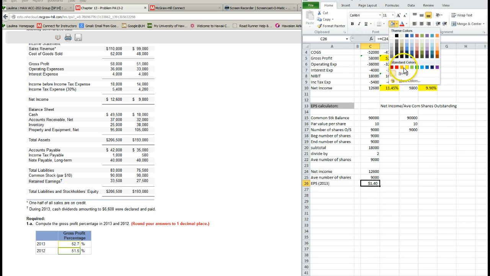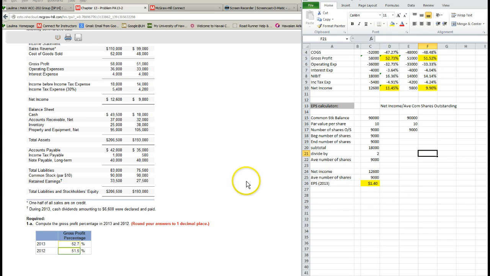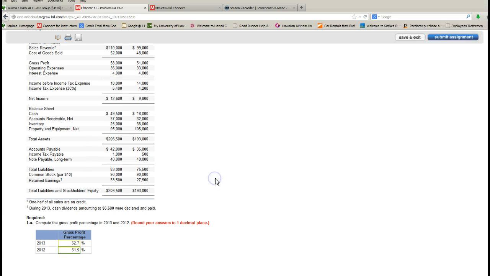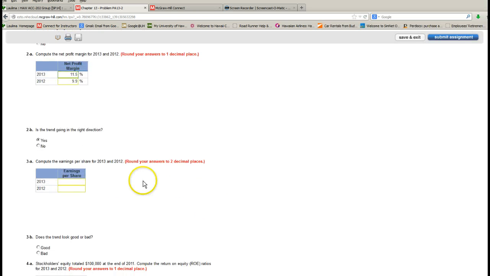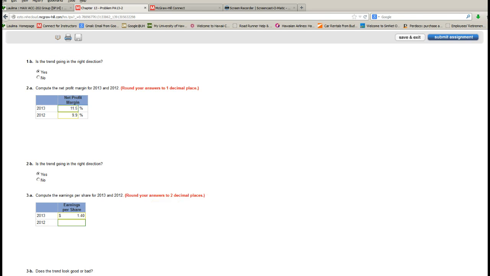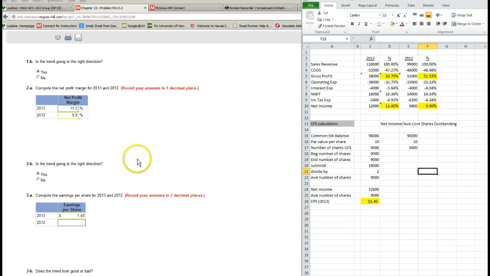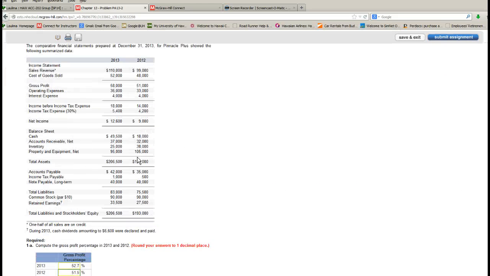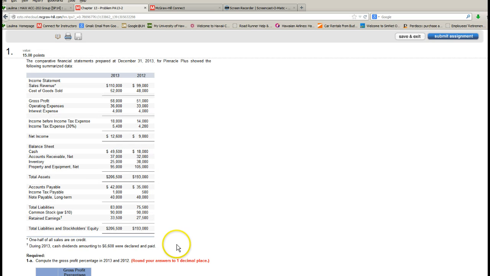Now I hope that makes sense. Let's put it into the Connect worksheet and see if it works. And so our earnings per share is $1.40 for 2013. Now this is interesting. It's also asking us for earnings per share for 2012. Now let's see if we have the information we need to calculate it for 2012.